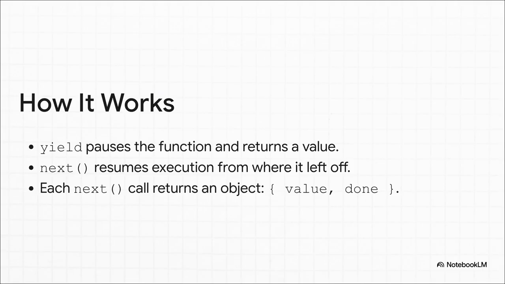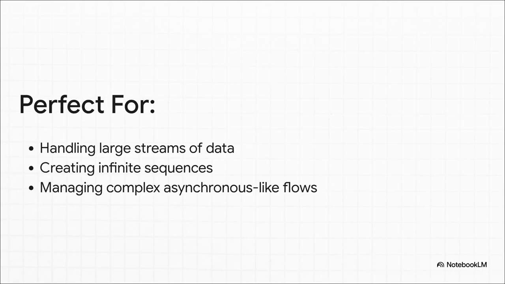Yield is the stop sign. Next is the green light. And every single time you call next, you get an object back that tells you two things: the value that was just yielded, and a little Boolean flag called done that lets you know if the function has finally finished its run. So where does this really shine?